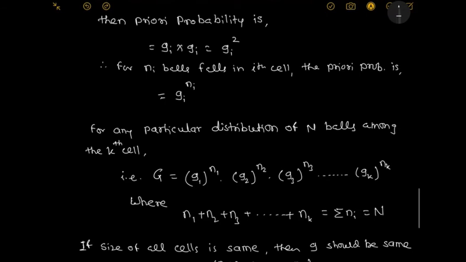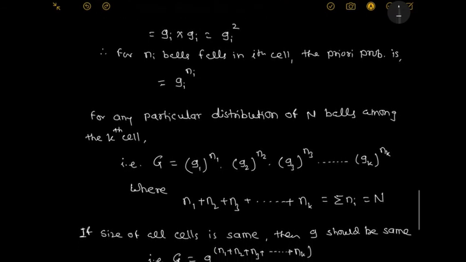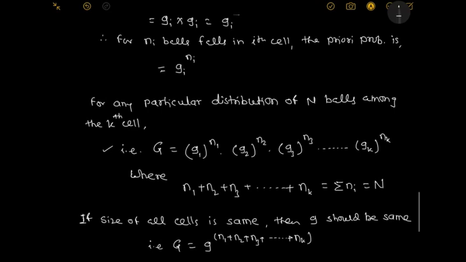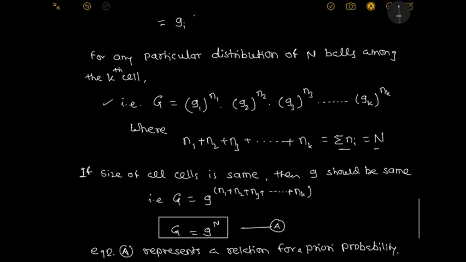Now suppose the size of all cells is the same, meaning the area remains the same, then the a priori probability should be the same. Now how do we get that? Using that relation, G1 equal to G2 equal to G3, all cells having the same area, means that g is the same for each cell. We can write g raised to n1 plus n2 plus n3 up to nk, and that sum n1 plus n2 plus n3 up to nk gives the summation of ni or capital N. Therefore, the relation becomes G is equal to g raised to N.